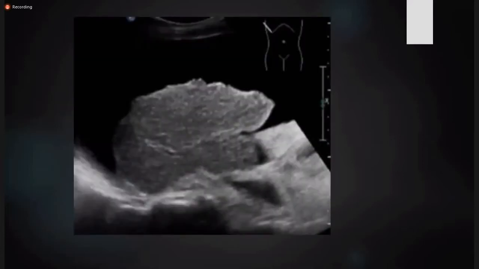So first modality that you use is ultrasound. In this, you can see the liver is small with irregular margins. The black thing surrounding the liver is all ascites, free fluid in the abdomen.